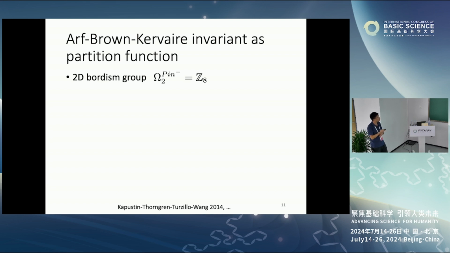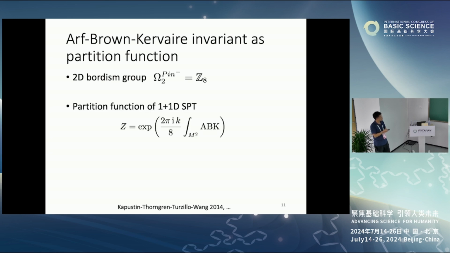So it's two-dimensional space-time. And this Pin minus means that it is a spin structure that is related to time reversal squared is plus 1. And therefore, they just compute this bordism group and find that it is Z8. And this ABK invariant can be used to write down the partition function of this Z8. For example, this k can go from 1 to 8.